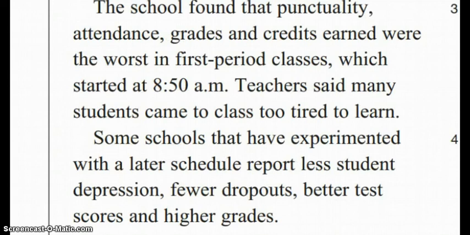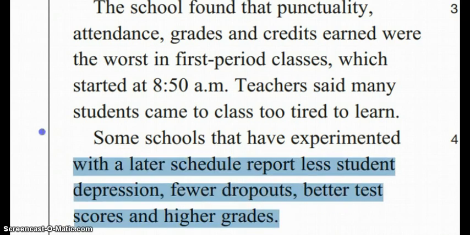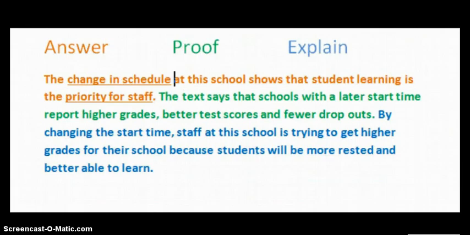So one really good strategy is to go back to the text, go back to the article, and reread the sections that pertain to the question. So if you look here, this is a sample from the article itself. And it talks a little bit about some of the results that they saw with respect to changing the time. It says some schools that have experimented with later schedules report less student depression, fewer dropouts, better test scores, and higher grades. Well, that seems like a really nice, specific piece of evidence that I could use to create a response. So I might highlight that and use it in my response later.